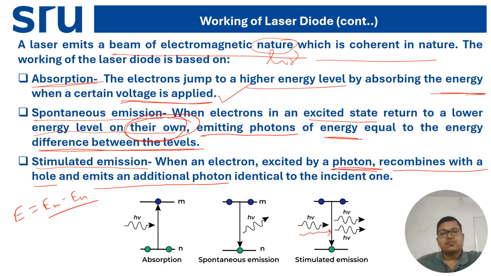So what is the process here? An electron which is excited with a photon recombines with a hole and emits an additional photon, which is obviously identical to the incident one. That is how stimulated emission happens. I hope you understood these spontaneous and stimulated emission processes. Now we'll move forward to understand the p-n junction diode laser.